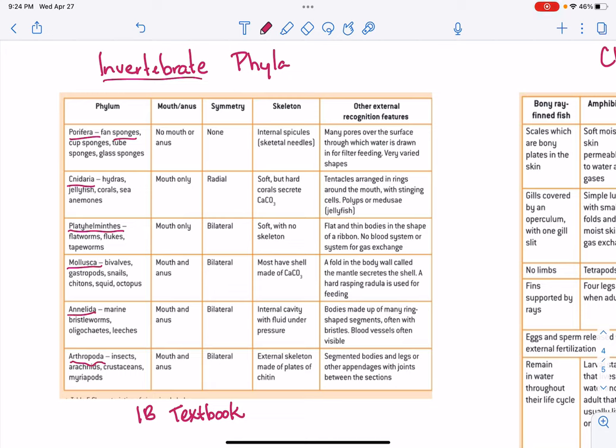So Porifera are your sponges, okay? They don't have a mouth or an anus. They use their pores all throughout their surface, and that's how nutrients and water filter in for feeding, and that's how it gets rid of waste. I like to think of pores and Porifera. That just makes sense to me, that sponges have a lot of pores, Porifera.